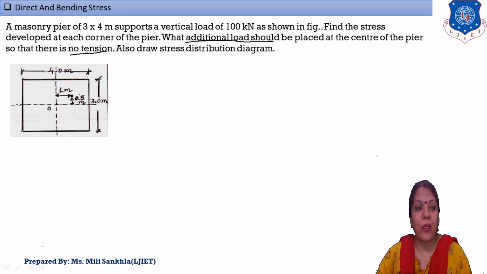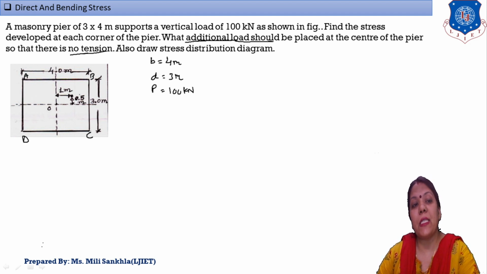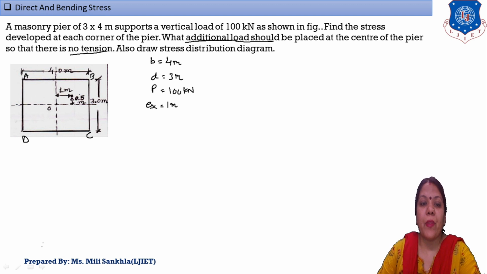So first of all, we mark the corners A, B, C and D, and write the dimensions. B is equal to 4 meter, D is equal to 3 meter, load P is given 100 kilonewton, and two eccentricities are given, 1 and 0.5 meter. Horizontal eccentricity Ex is equal to 1 meter and vertical eccentricity Ey is equal to 0.5 meter.